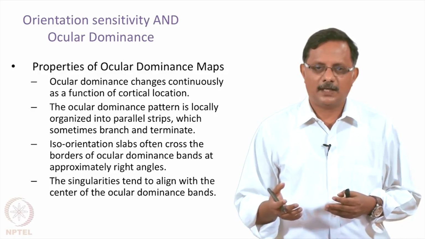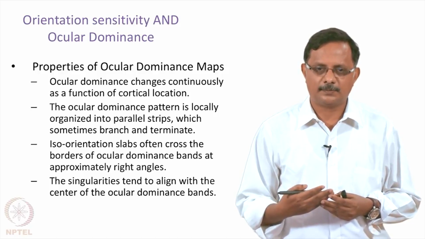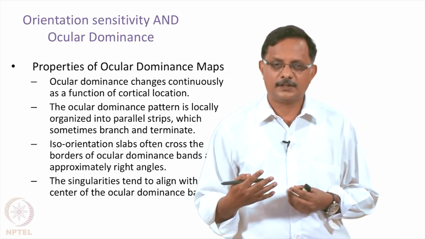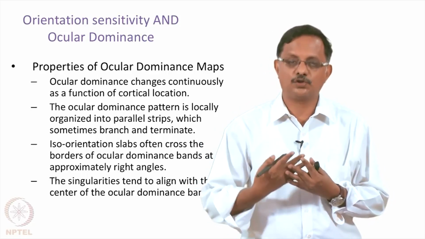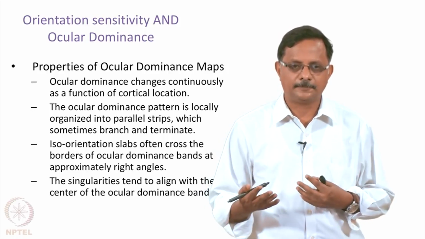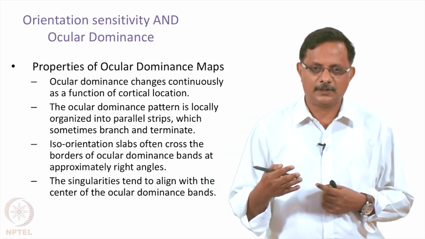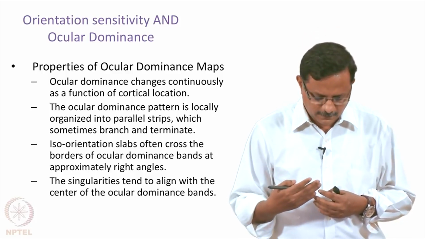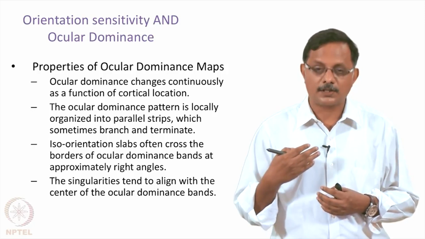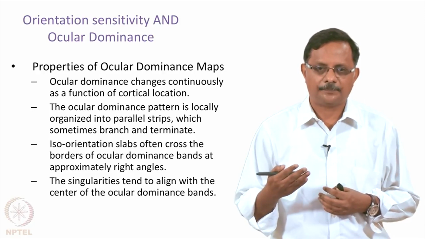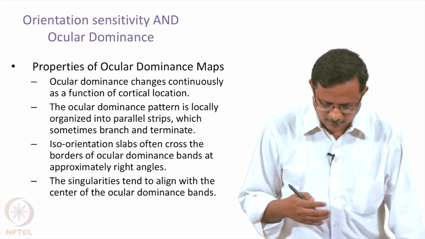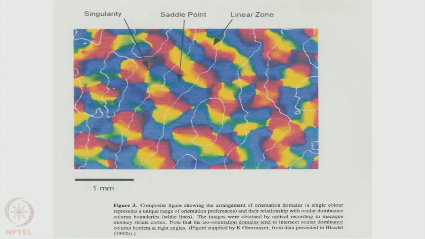But both kinds of maps share the same cortical space in the primary visual cortex. Now, the question is, how are these two maps related? Because if you overlay these two maps one on top of the other, how are they related? Here there are two principles which people have observed to describe the relationship between these two maps. One is that iso-orientation slabs often cross the borders of the ocular dominance bands at approximately 90 degrees. So, in this map, where they have drawn both maps in the same space, these white lines indicate the borders of the ocular dominance maps, and the colored patches, as we have seen before, indicate the orientation maps.